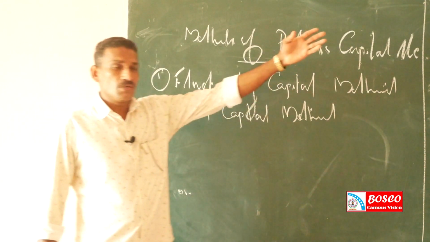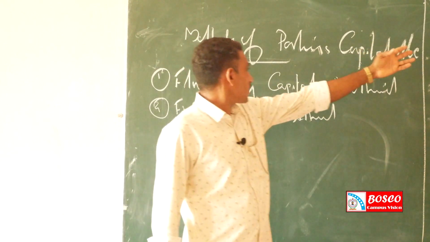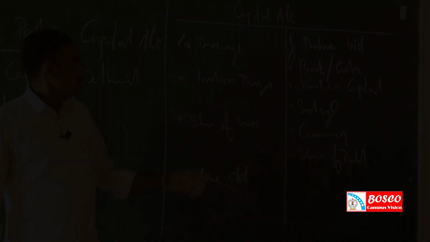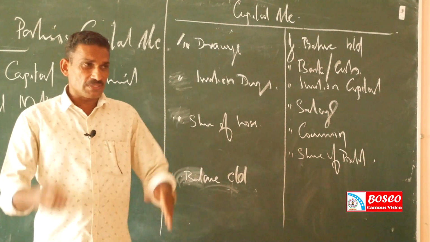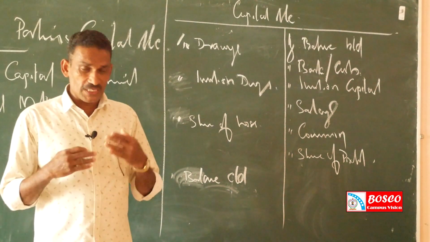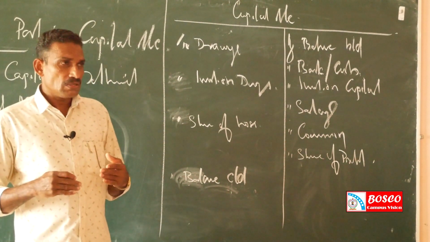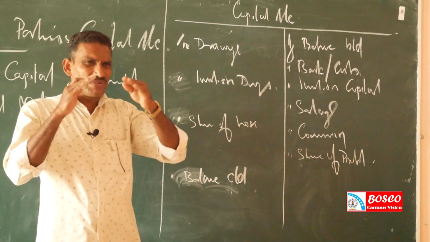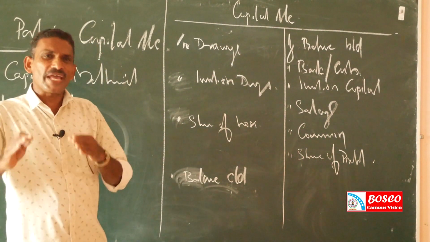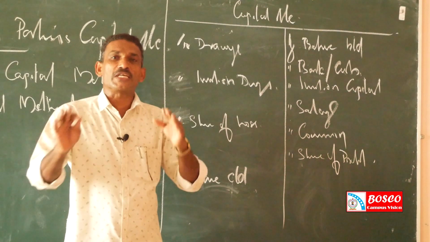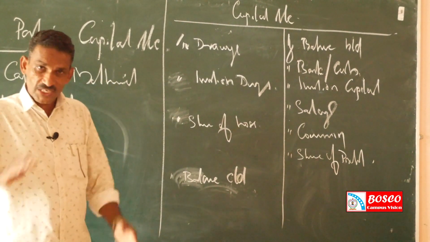So, what is the fluctuating capital method? Why is it called a fluctuating method? From the word itself, we know the nature of capital is fluctuating. Fluctuating means it will vary.